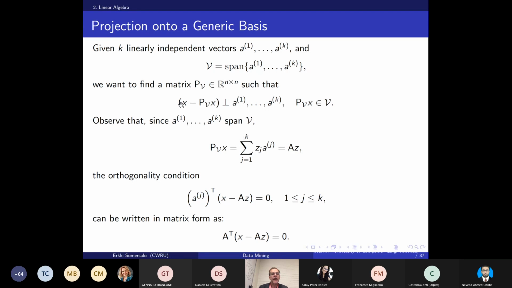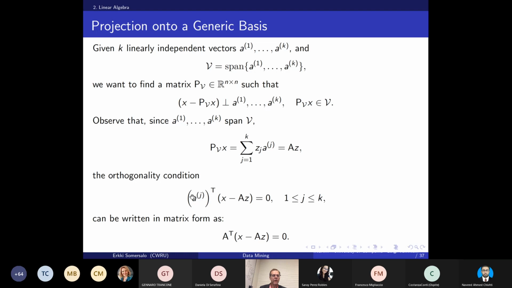Now, x minus PV x is x minus Az. We don't know what these z's are, but we'll find out. And so then we write that this vector here should be orthogonal to every spanning vector aj.